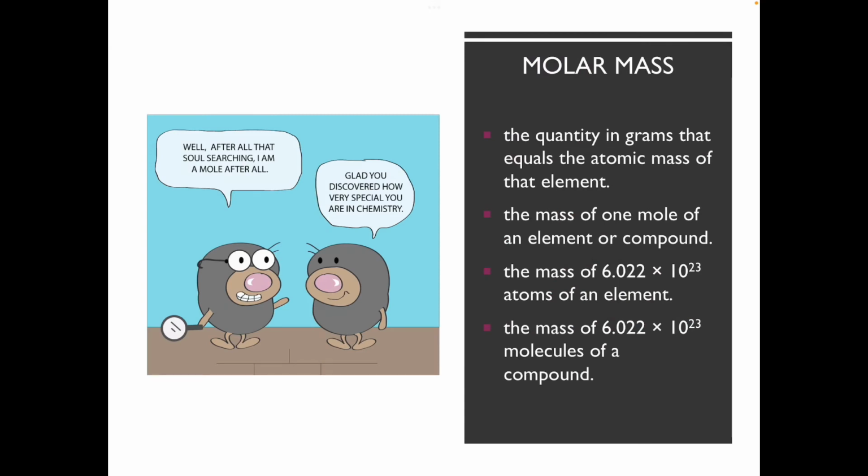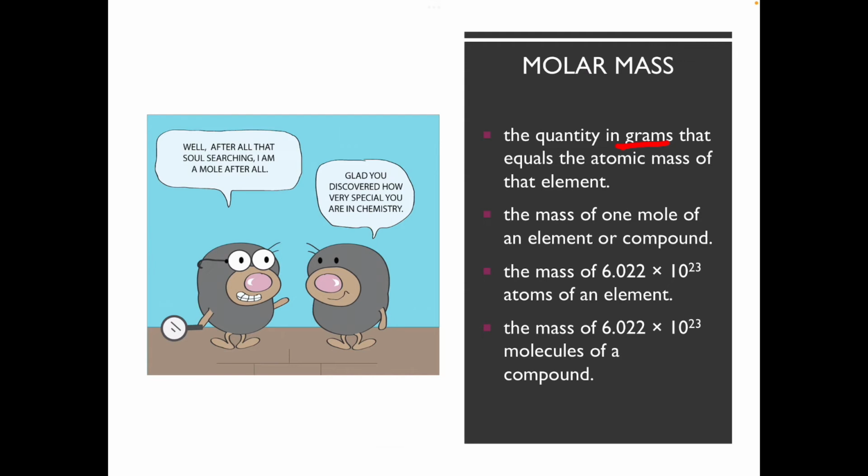So the molar mass on the periodic table is going to be the quantity in grams that equals the atomic mass of the element. Okay, so that mass on the periodic table, if you'll recall, was the mass of one atom of that element, but it's also going to be the mass of one mole of that element.